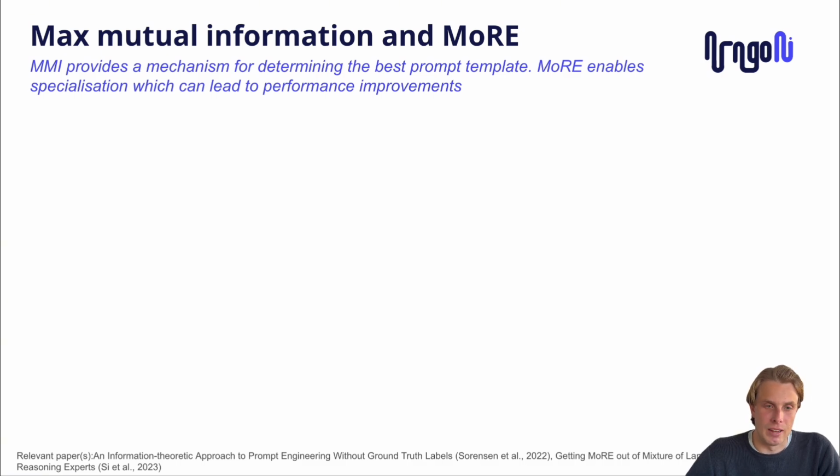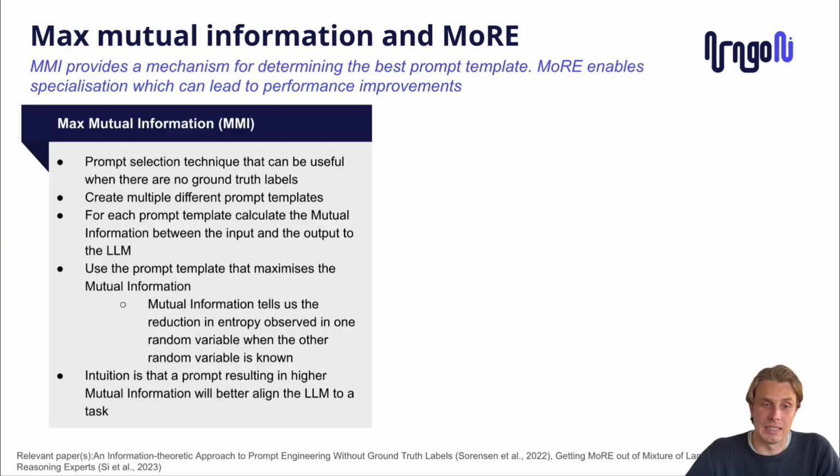Max mutual information and more. Max mutual information is a technique for getting the best prompt template to use. This is something we discussed earlier, how providing different formats for your prompt, or templates in this case, can have differing impacts on performance. Max mutual information provides a technique for determining what is the best template to use. What they do for this is they build upon the idea of mutual information, which tells us the reduction in entropy. You can think of this as the uncertainty related to one random variable when the other random variable is known. In this case, it's when the prompt is known, what is the impact to the entropy of the overall system.